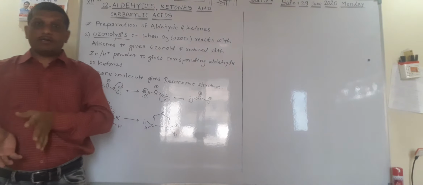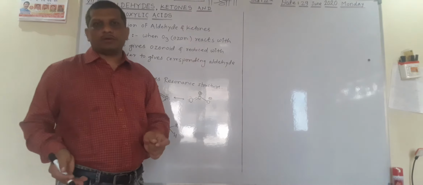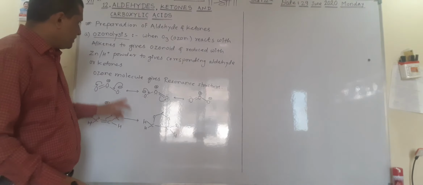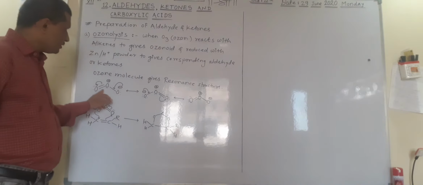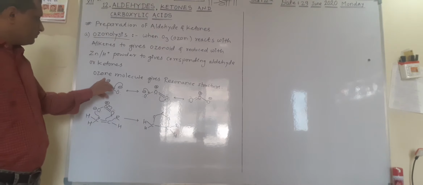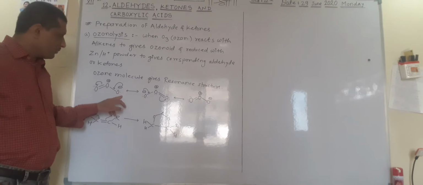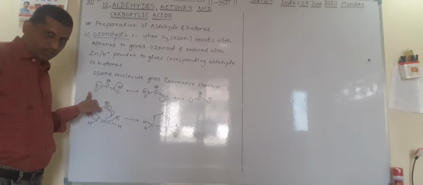to give ozonide compounds, and these ozonide compounds are further reduced in the presence of zinc powder to give the corresponding aldehydes and ketones. Here the O3 molecule, the ozone molecule, is utilized. Now here the resonance structures of ozone are shown. In this resonance structure, the negative charge on oxygen is delocalized and the double bond shifts to another oxygen.